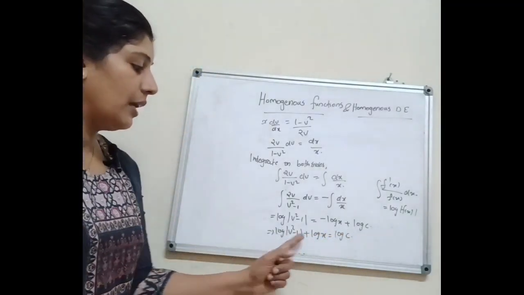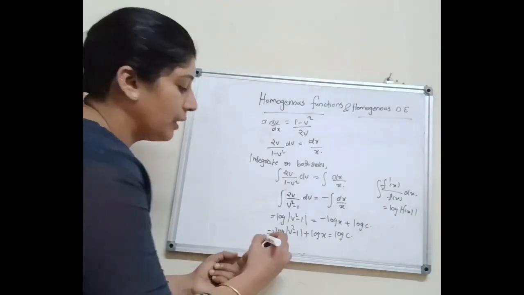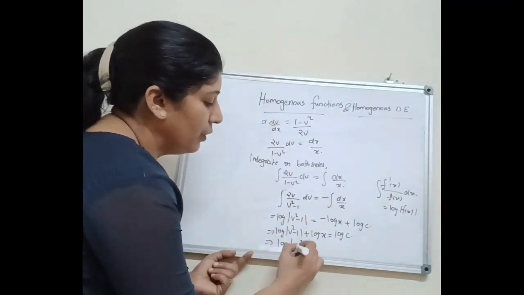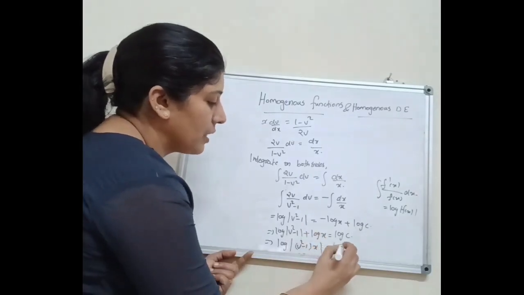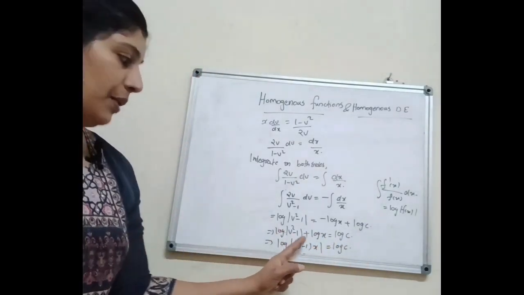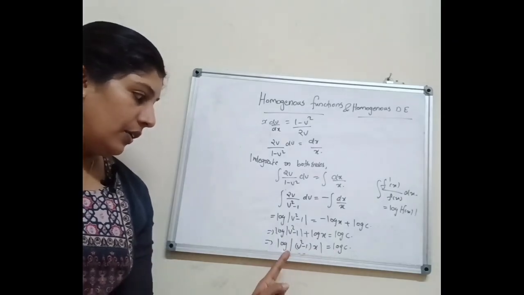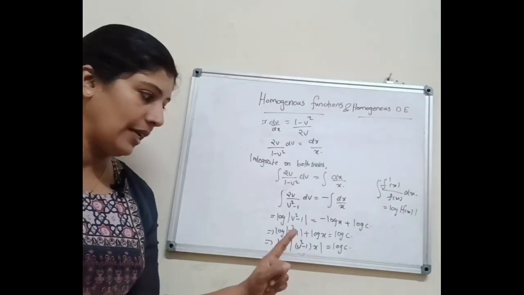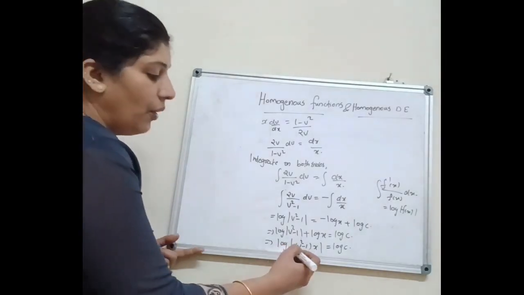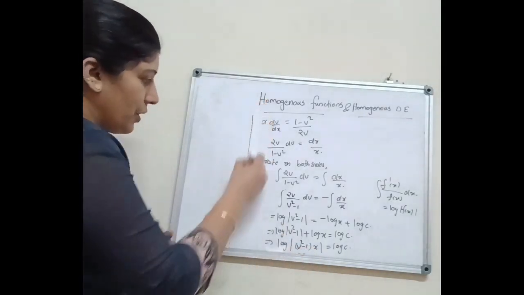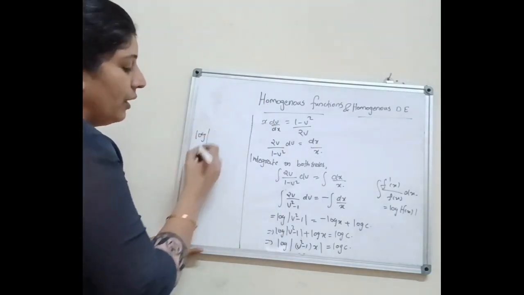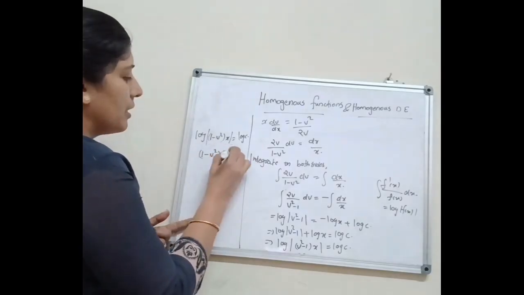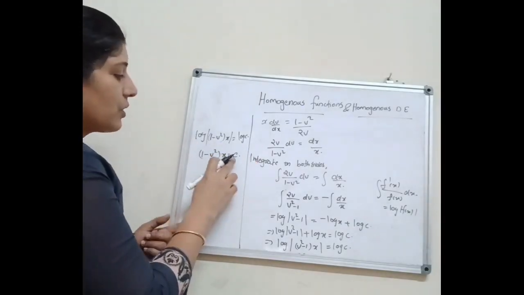Here log a plus log b is log ab. Therefore, it can be written as log of mod (v square minus 1) into x equal to log c. Then mod (v square minus 1) x can also be written as mod (1 minus v square) into x. Both of them are the same. So (1 minus v square) into x equal to c.